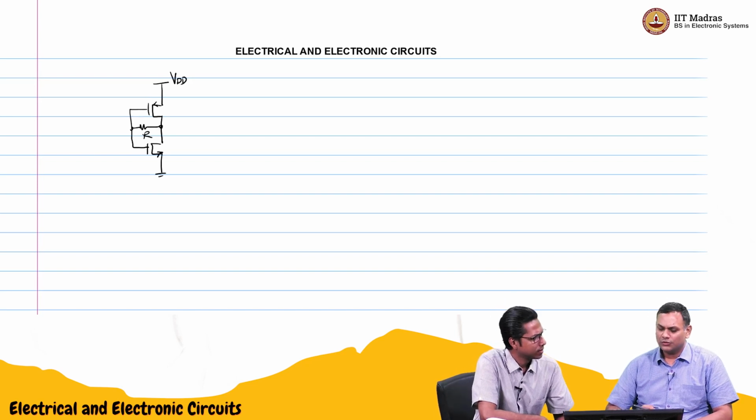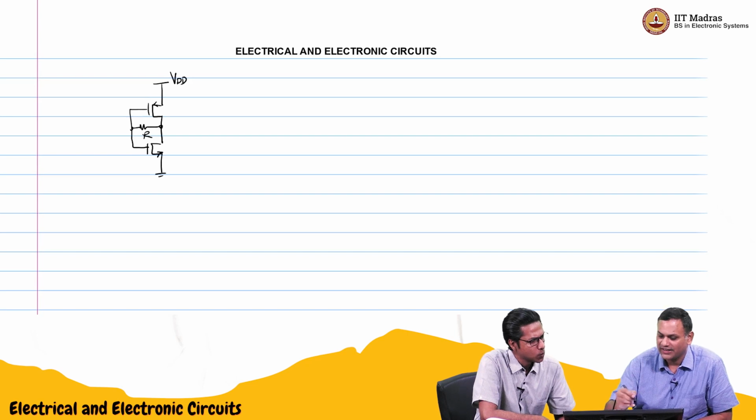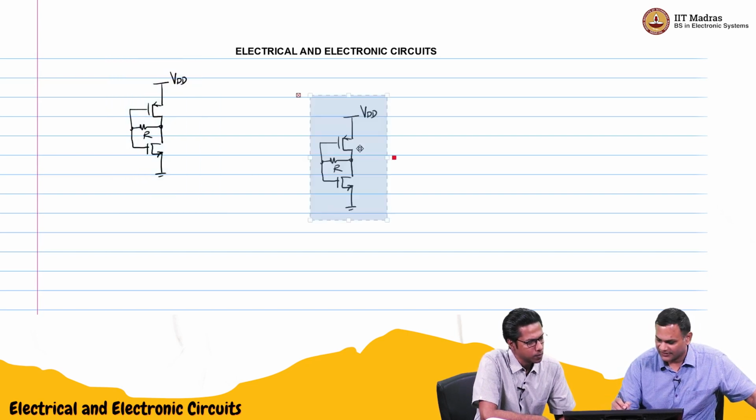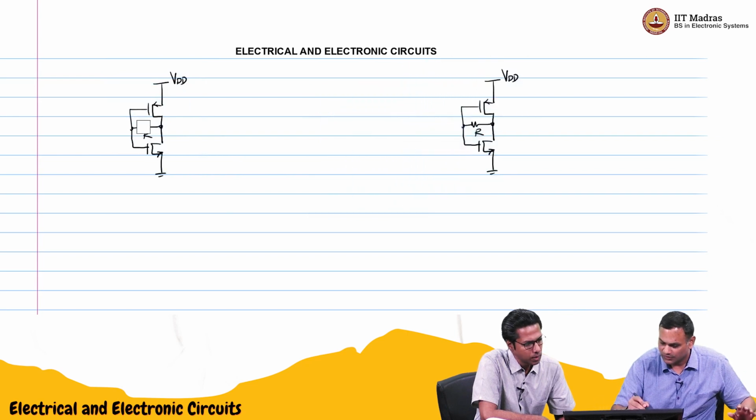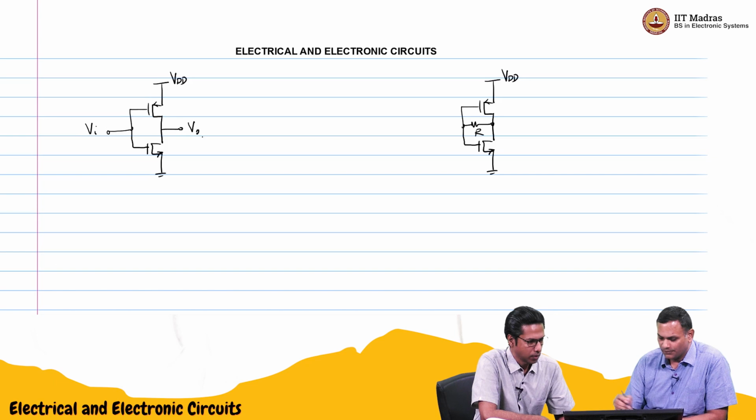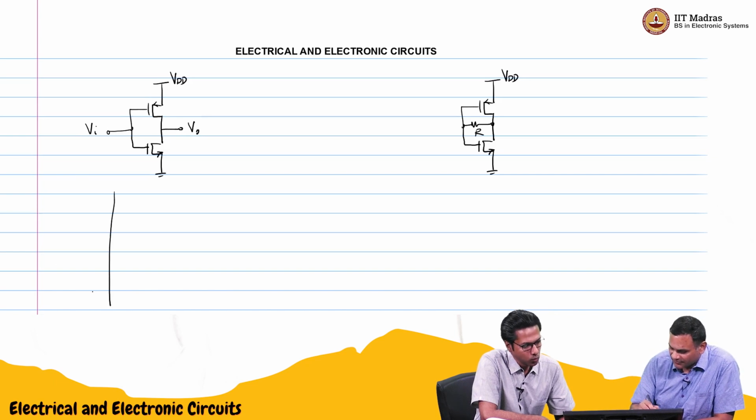Let us take the circuit without the resistor first, then we can add the circuit with the resistor. So I'll move it to the side for now. What we saw was we applied an input. This was Vi, this was Vo, and we got a curve something like this. So that Vi versus Vo curve is what we derived.